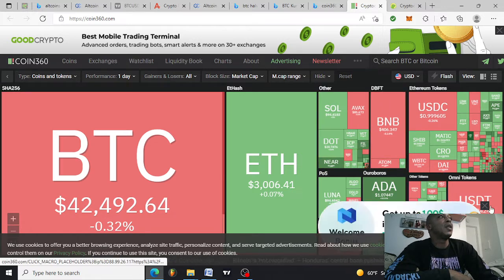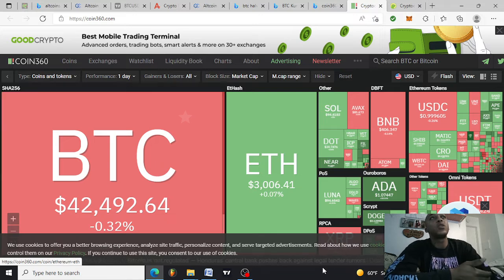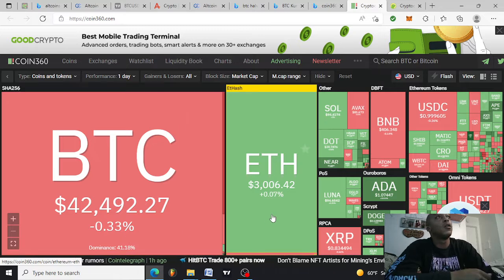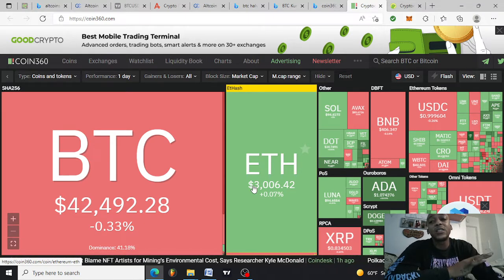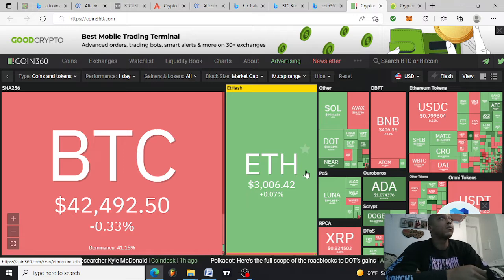Alright, we see blood in the streets, right? What do we see blood in the streets for? We see blood in the streets for Bitcoin. Right now, it looks like Bitcoin has dropped 0.33% in a 24-hour period. But Ethereum's up, right? This might not be the best time to buy Ethereum, but keep in mind, all the stuff I'm saying, don't take this as financial advice. Okay, this is for educational and entertainment purposes.